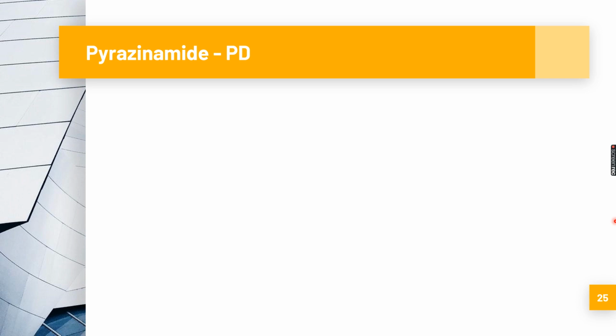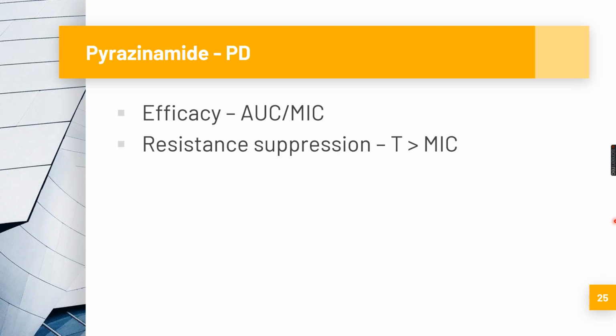The pharmacodynamic characteristic of pyrazinamide is usually measured as AUC by MIC for efficacy, and the resistance is measured by time greater than MIC. Pyrazinamide is used in the management of Mycobacterium tuberculosis. Otherwise, it does not have any other use. And the major adverse drug reaction is liver damage.